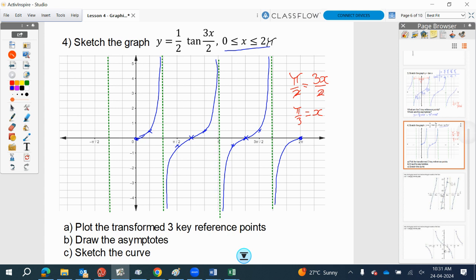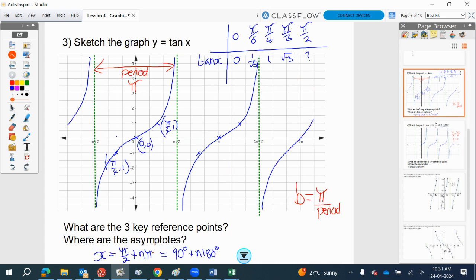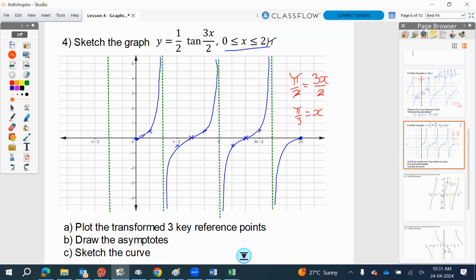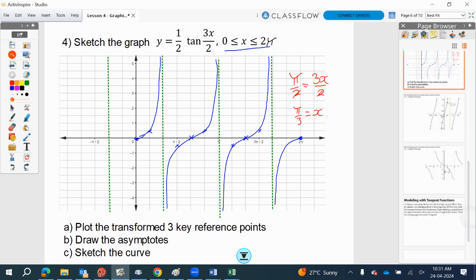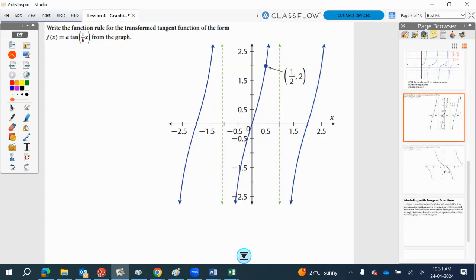So the original reference points are 45 degrees and 1, or pi over 4. All right. Would you like to have a go at sketching another one, or would you like to? So let me just look at my lesson plan. I don't have too much to go through today. Let's move on. Have a go at writing a transformed function. Let's do it backwards.